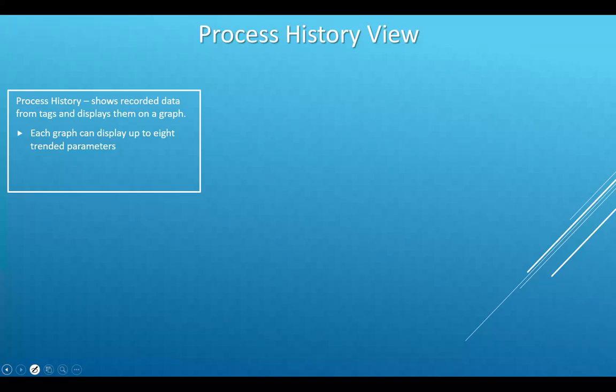Process history shows recorded data from tags and displays them on a graph. Each graph can display up to 8 trended parameters. So it's quite a few. Most people keep it a little more limited than that, but eight can get a little busy. Each trend can be compressed, amplified, and moved around with the ranges.